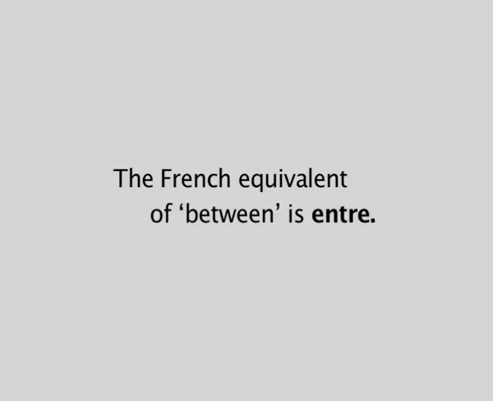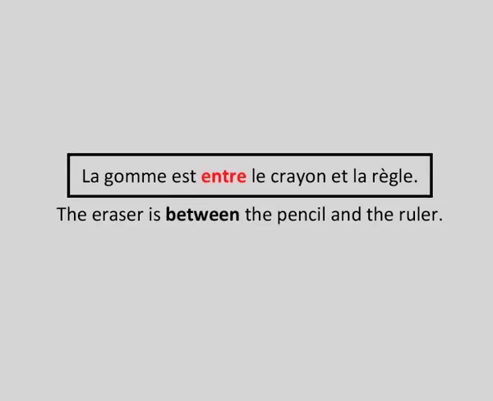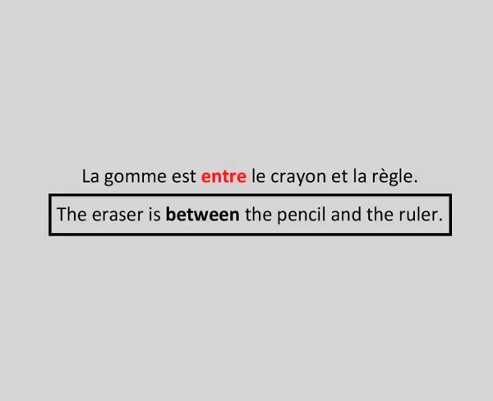Next, let me show you how the preposition between is used in French. The French equivalent of between is entre. Let's make a sentence with this preposition. La gomme est entre le crayon et la règle. In English, this would translate as the eraser is between the pencil and the ruler.